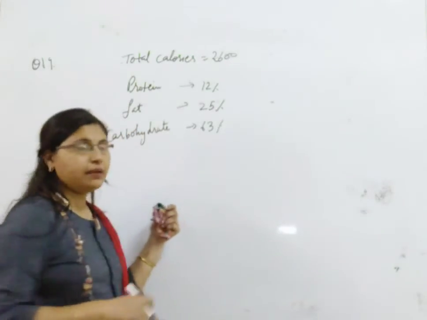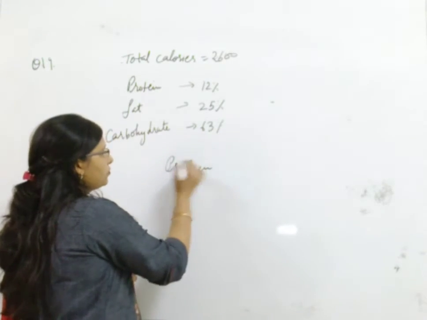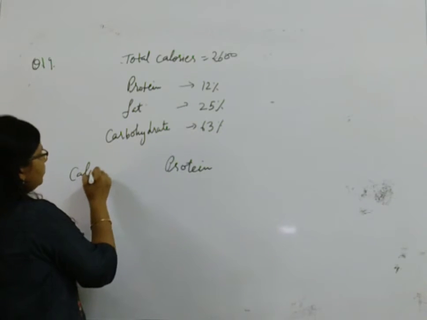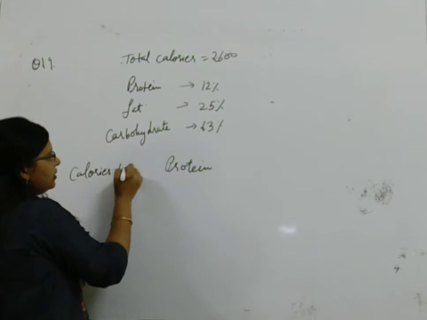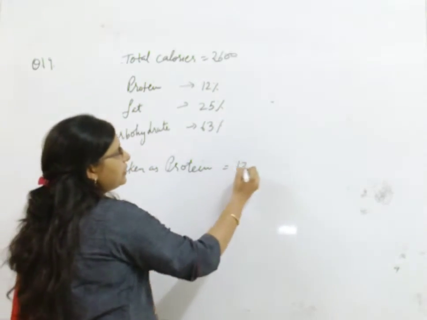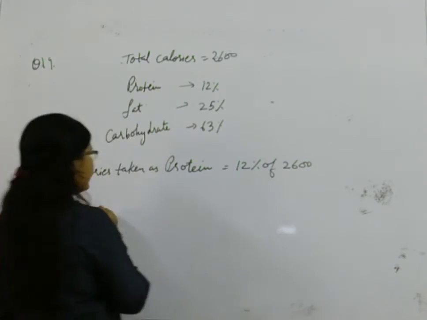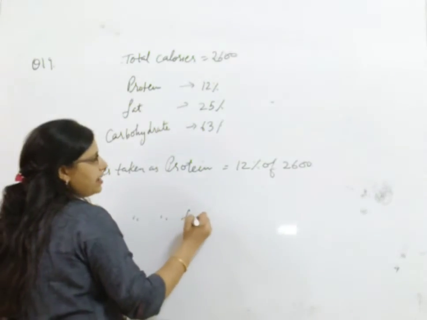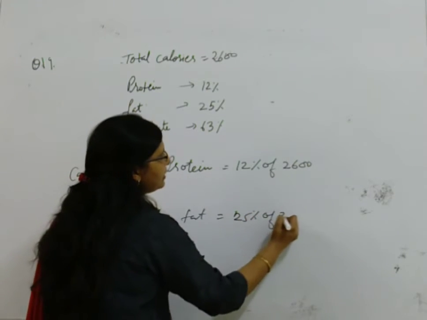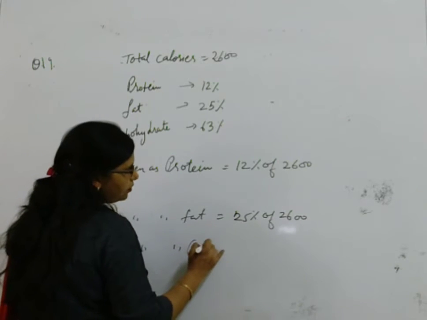You can write the statement. Proteins, calories taken as proteins. How much is in proteins? 12% of 2600, and then calories taken as fat, 25% of 2600, and then calories taken as carbohydrates.